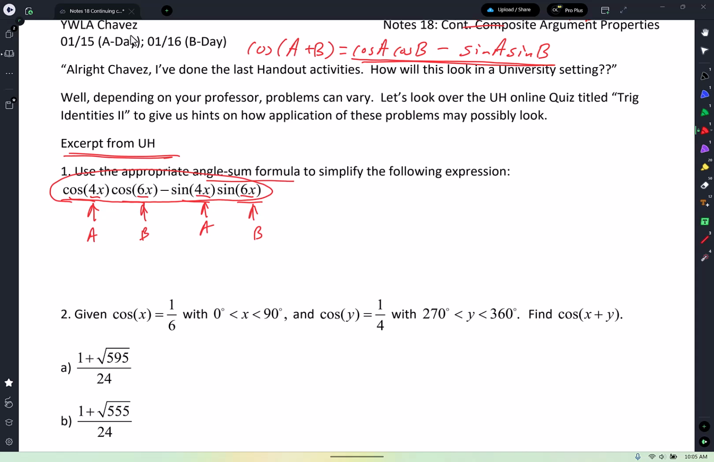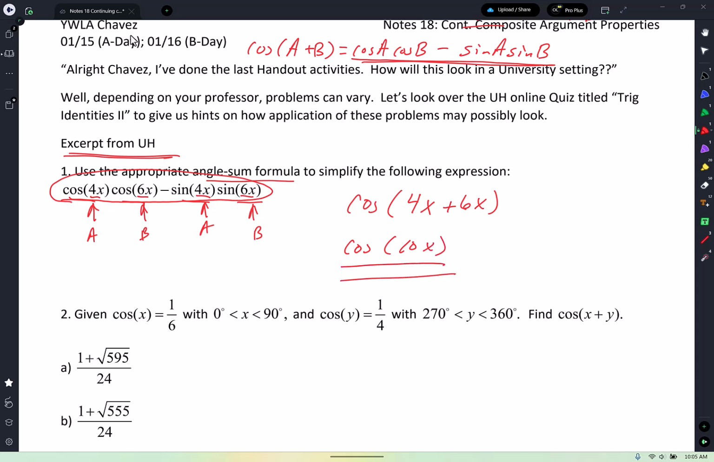Which one is it? Cosine A plus B or cosine A minus B? Cosine A plus B. So I can rewrite this as cosine. What's the A? Yeah, not everyone at the same time. 4x. What's the B? 6x. There it is. What's 4x plus 6x? And there's my answer, guys.